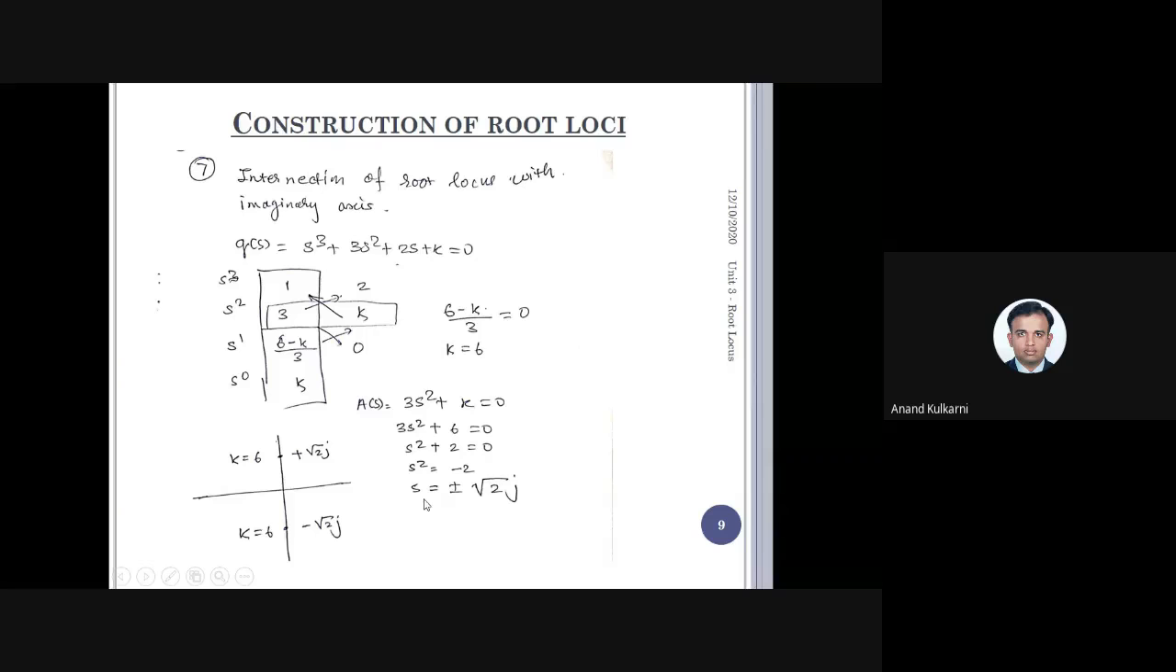And that is equal to s is equal to minus 2 under root is j. J term will come because it is imaginary. So plus or minus root 2j. So when k is equal to 6, the root locus cuts the imaginary axis at s is equal to plus root 2j and minus root 2j. So you will get the intersection point on the imaginary axis. This is another rule.